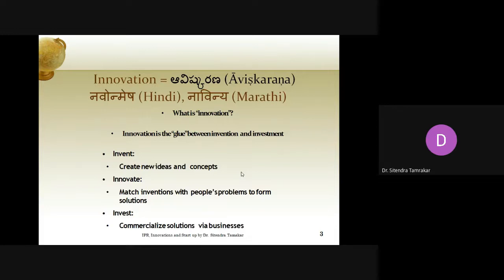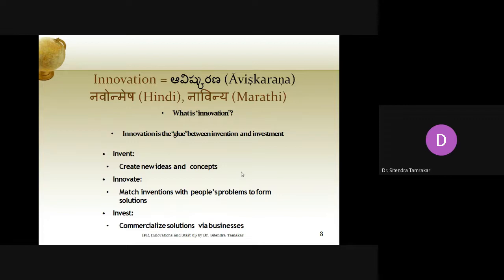So what is innovation? In Telugu it is called Vishkarana, or Navonmesh, or Navin in Marathi. Something new. It is an adhesive which adds inventions and investments; only then will it be called innovation.